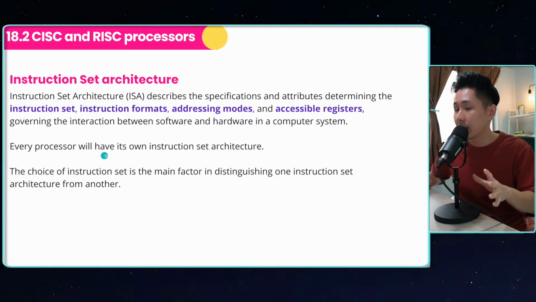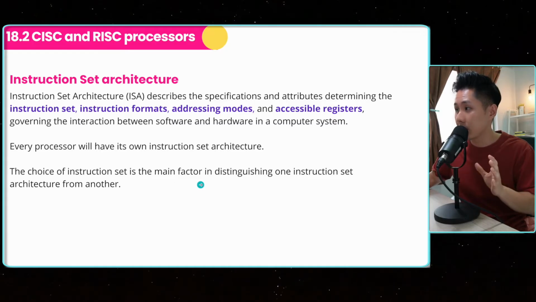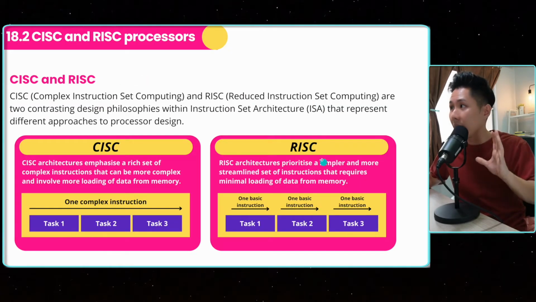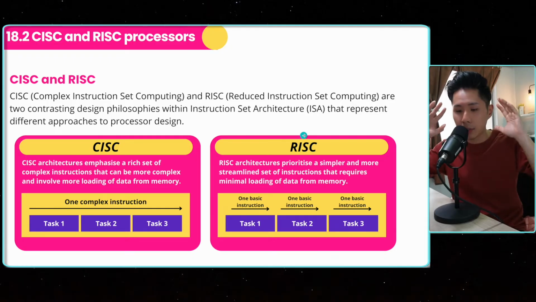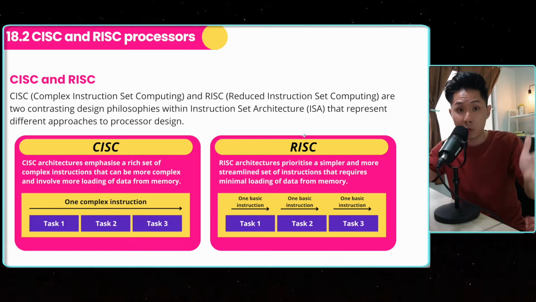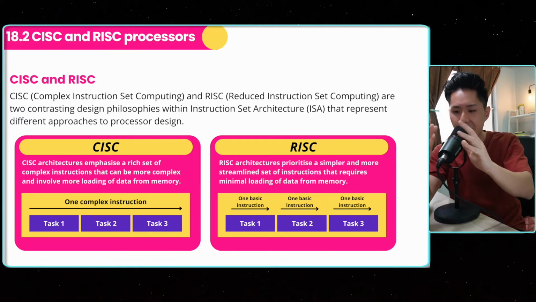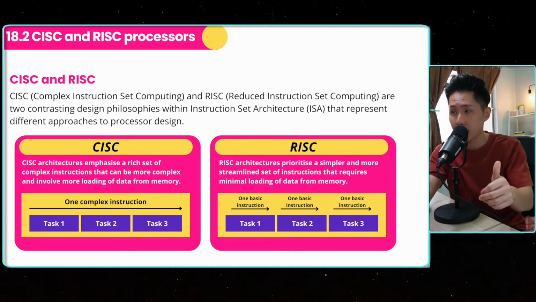And then every processor will have its own instruction set architecture, and the choice of instructions is the main factor distinguishing one instruction set architecture from another. So now let's look into two different types of design philosophy when it comes to designing an instruction set. An instruction set is basically a group of instructions that a CPU can use in its operations.